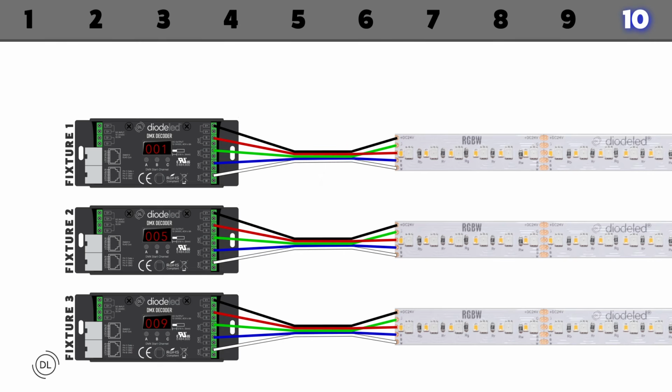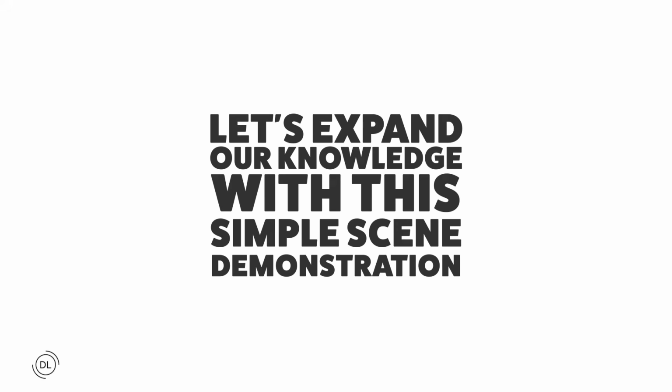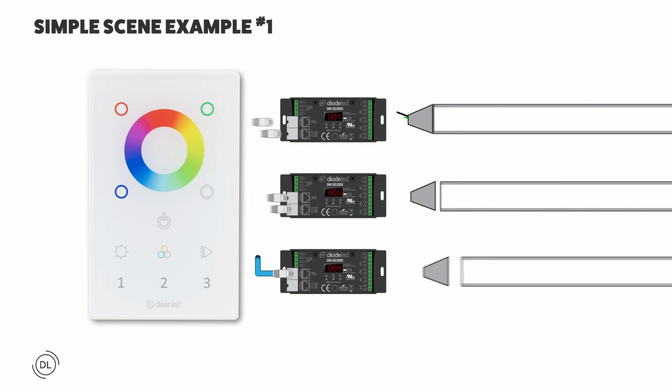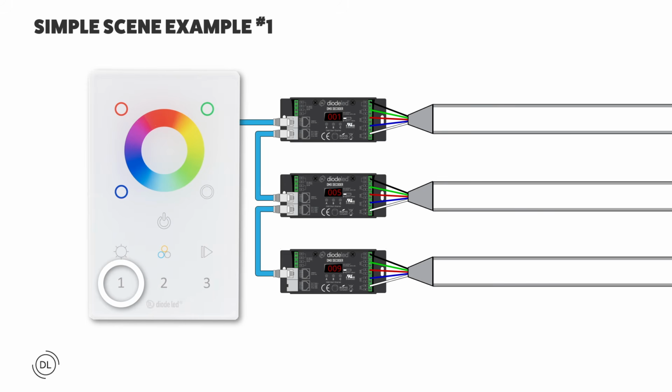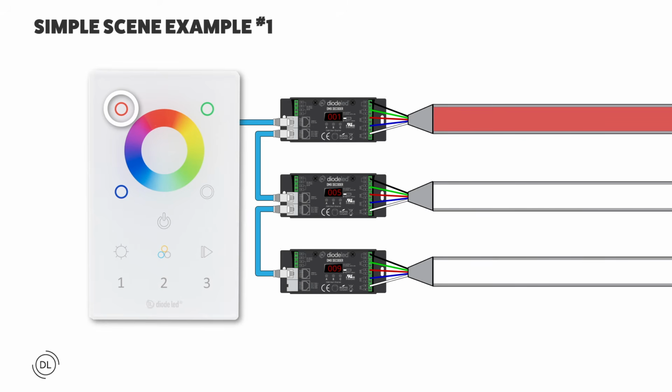10. Test your system now that everything is connected. Now that you understand the basics of DMX and controls, let's expand our knowledge with this simple scene demonstration. Let's look at the first example. Click Zone 1 on the DMX Wi-Fi wall mount controller and select the red circle, turning the first fixture red. The first decoder is set to address 001 and is controlled by Zone 1 on the controller.